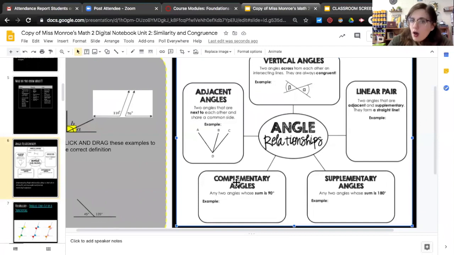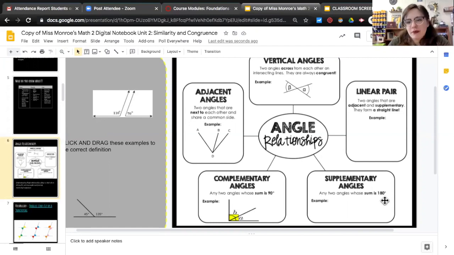I have complementary angles, like we mentioned before. Complementary angles add up to a 90-degree angle or a right angle. So our example here is a right angle because complements make you feel all right. We have our right angles, 90 degrees. If it makes a 90-degree angle, A plus B equals 90 degrees. That's how that works.